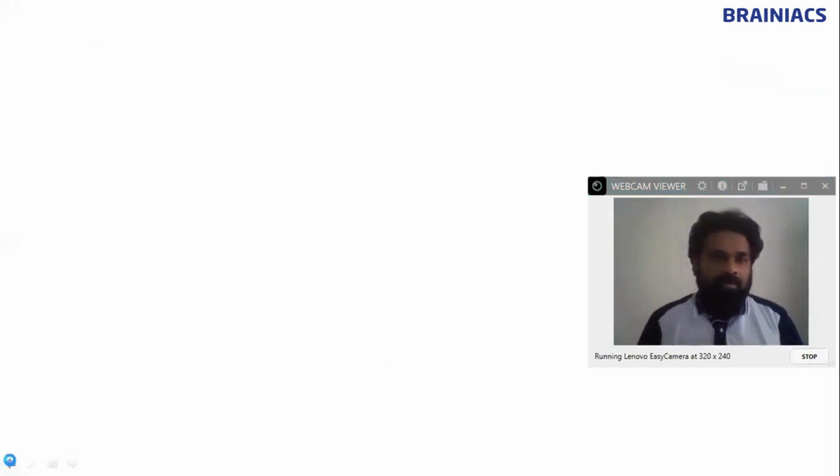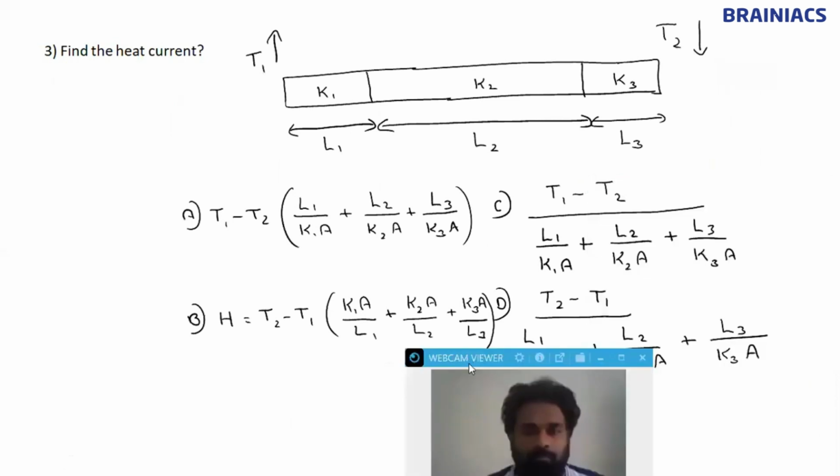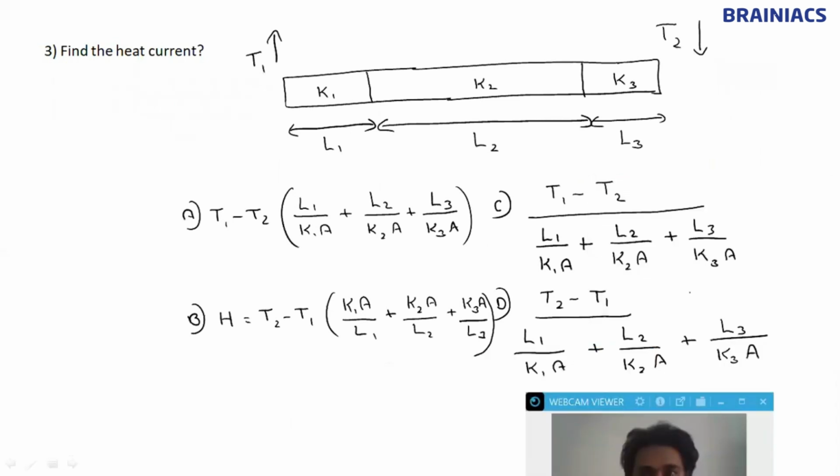Okay. So here, this is the next problem. Find the heat current. So T1, this is the higher temperature, Th, and this is at lower temperature. This T1 upper, T2, this lower arrow is the indication for that.